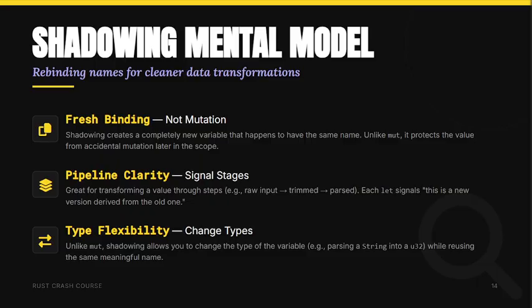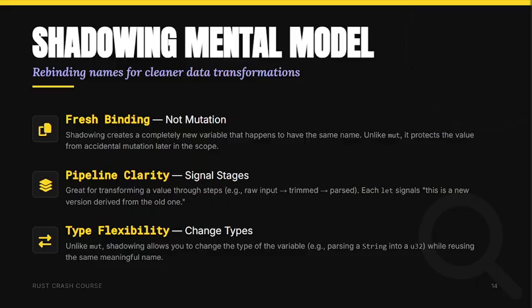Three reasons. First, it's a fresh binding. Shadowing creates a completely new variable that happens to have the same name. Unlike mut, it protects the value from accidental mutation later in the scope.